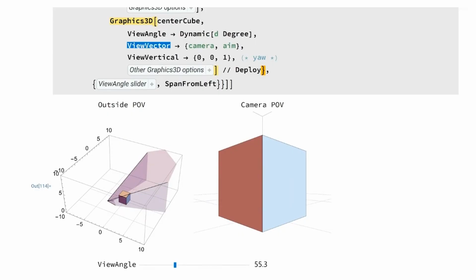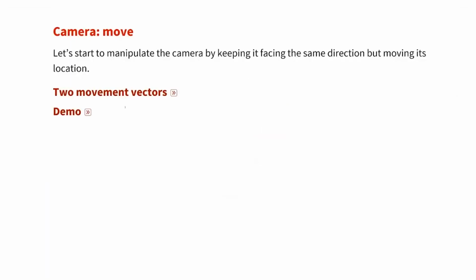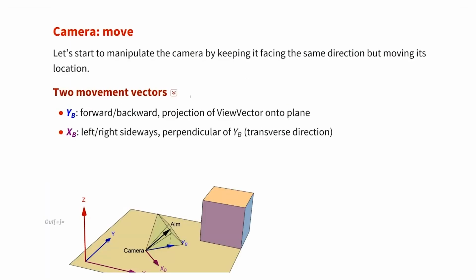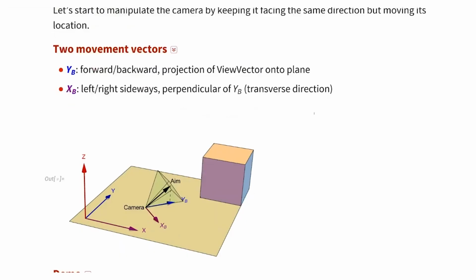And then lastly, the view vector, which is a list of 2 points. It is the camera point, which is the peak of the pyramid here, and then the direction you're facing. Now, this aim point can be any point away from the camera point, but conventionally for this talk, I'm going to keep it a unit distance away from that camera point. So with those 3 things in mind, we need to start moving the camera point around.